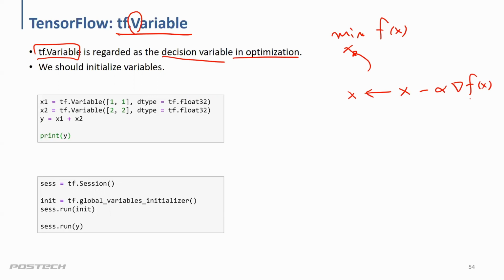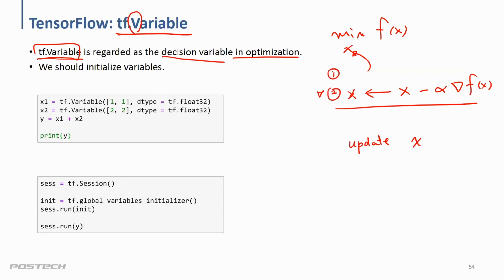So what we do in gradient descent is we update x at each iteration. That's why tf.Variable is not a constant. It's supposed to be changed over some computations. And from here, this is how we update it, but this is the second step.